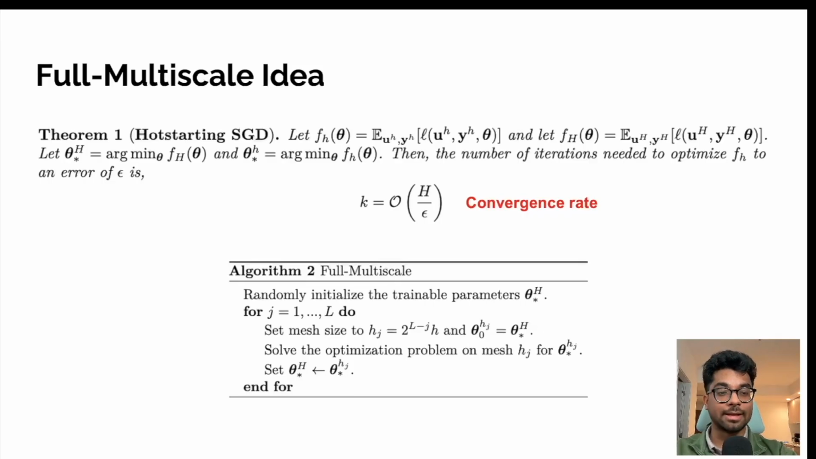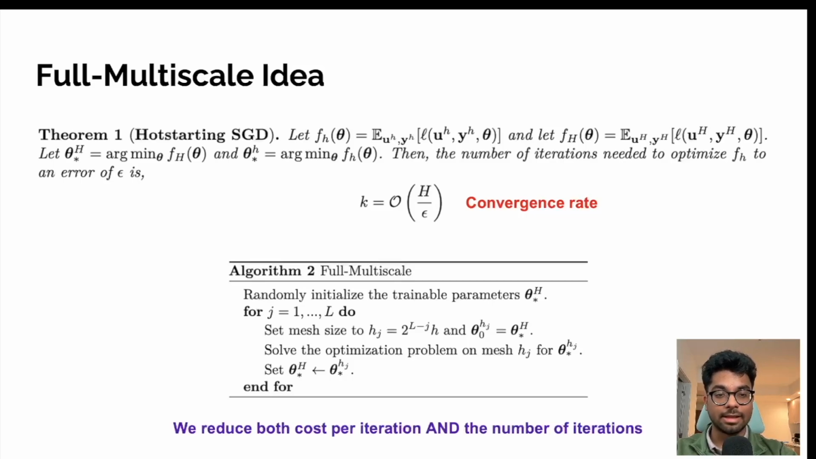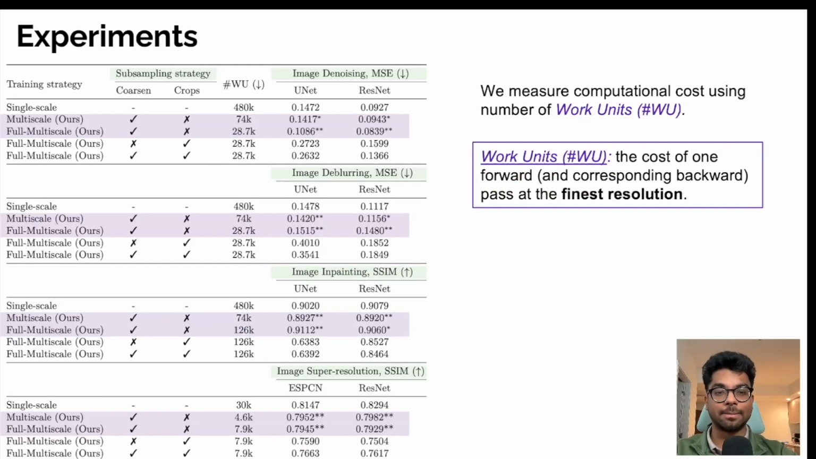We also prove that the number of iterations needed to reach a specific accuracy epsilon scales with coarse resolution. Since resolution halves at each level, the number of iterations also halves. As a result, in this work we reduce both the cost per iteration as well as the number of iterations themselves. Now let's move on to our empirical experiments.